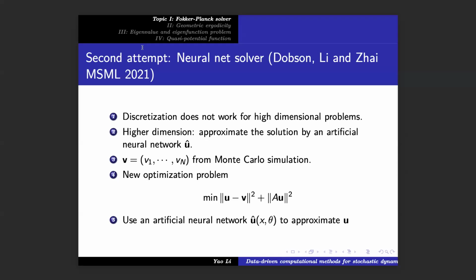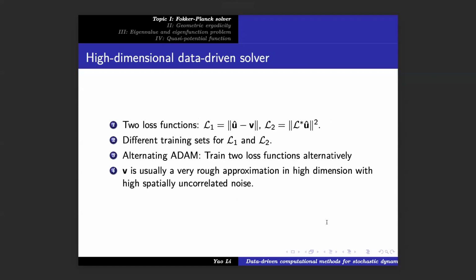So which means, yeah, we still run the Monte Carlo simulation, and we have the Monte Carlo simulation data at different points. And let's have a new optimization problem, meaning that we want to minimize the sum of Monte Carlo error and also this residual coming from the operator. So here, if it is a finite difference, then it's a linear algebra problem. But you can always replace this u by some artificial neural network to approximate this u. So this gives you something basically like PINN, physics-informed neural network, just with a lot of help from the Monte Carlo.